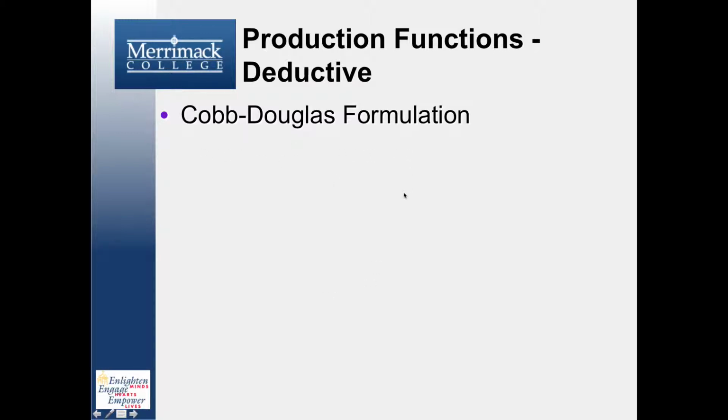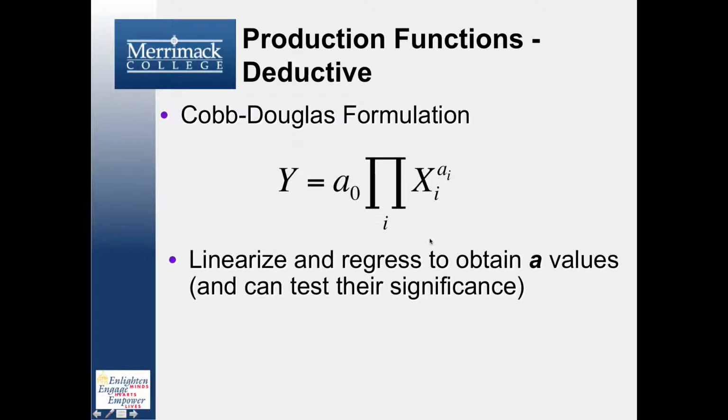So the Cobb-Douglas formulation is the one that we'll use. It's a pretty standard one. This is in general the form. Pi stands for the product, the multiple product of the x's. And the approach to calibrating this model is to collect a bunch of data on y's and x's, linearize this model, and then do a linear regression to obtain the A values.